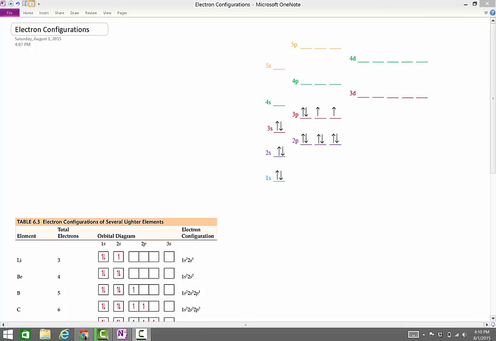Okay, in this tutorial video, we're going to take a look at electron configurations. Basically, electron configurations are a way to describe where the electrons are located for an element. So if we started with the basic, let's say hydrogen, we know that hydrogen has one electron. So where is that electron?